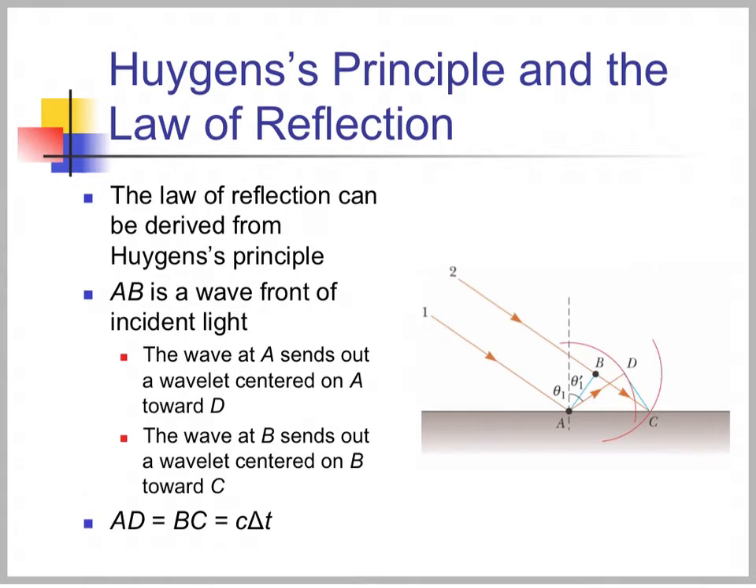The law of reflection can be derived from Huygens' principle. So AB is going to be a wavefront of the incident light. The wave at point A, when it hits, sends out a new wavelet centered at A towards D. And at that same time, B sends out a wavelet centered at B towards C. And I know that the distance from A to D and the distance from B to C are the same, and they're equal to c times however much time difference it took.